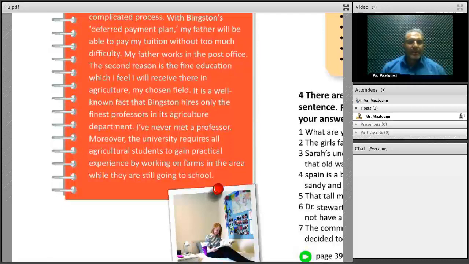Moreover, in addition, plus, what's more, furthermore, the university requires all agricultural students, asks all the students studying farming, to gain practical experience, to get practical experience by working on farms. So students need to work on farms to get experience in the area while they are still going to school.